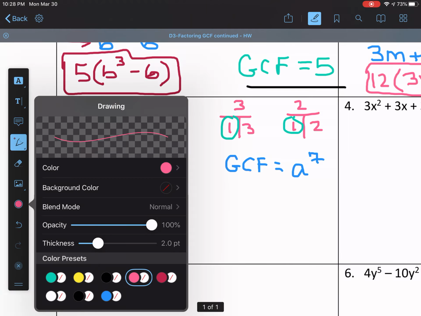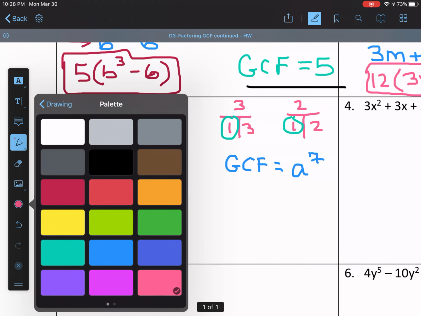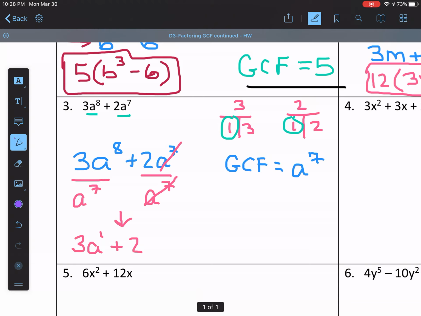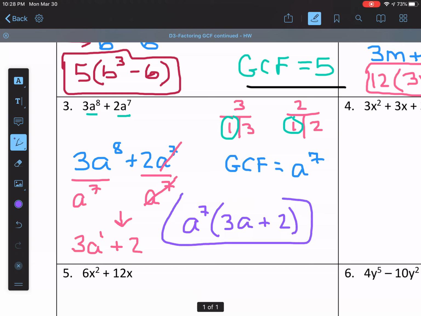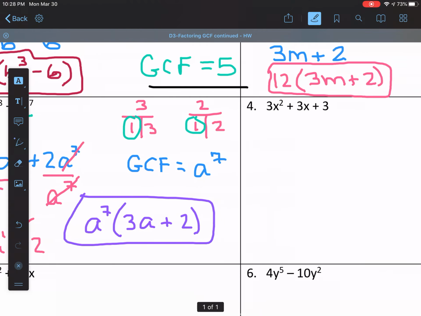So then to write our final answer, we are going to write the GCF, which is a to the 7th, and in parentheses, 3a plus 2. Okay? All right. On to the next.